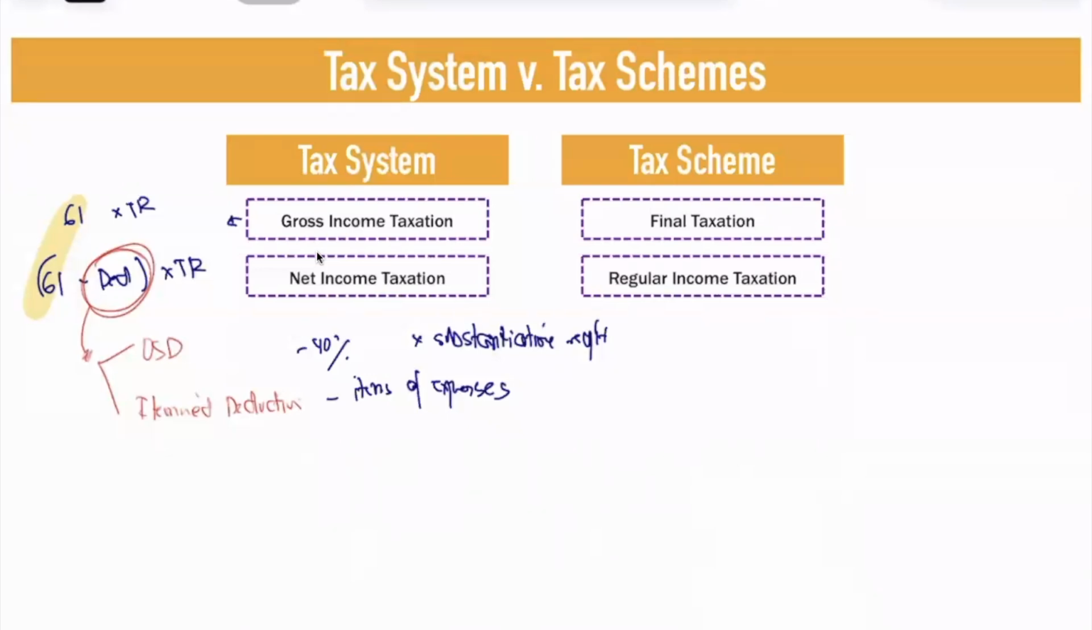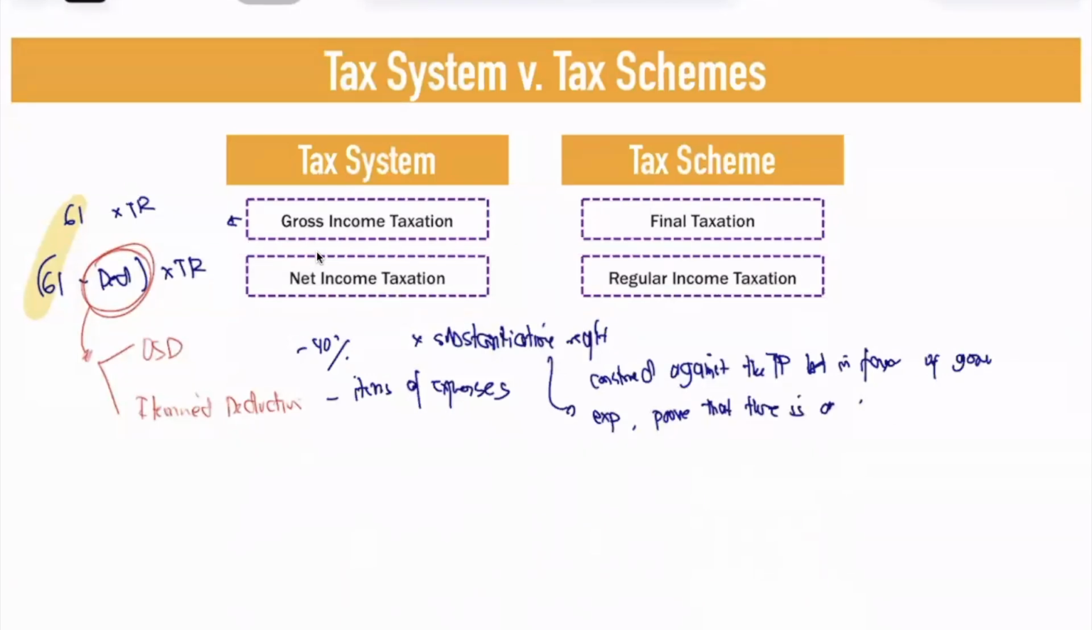So it is construed against the taxpayer, but in favor of government. So in your substantiation requirement, what it means is that if ever you will claim expenses, you must prove that there is an expense. So it is properly substantiated. So the necessary receipts are there, the record of withholding are there, properly recorded in your books, etc.